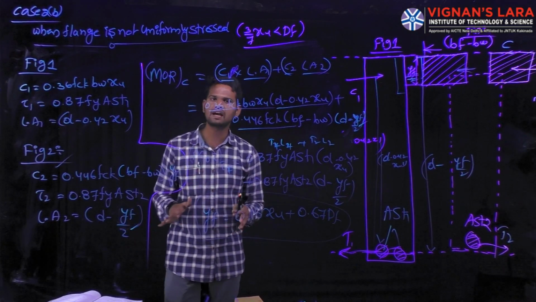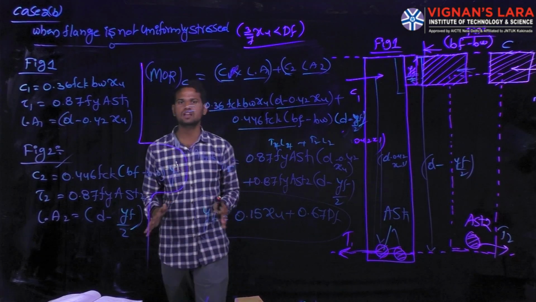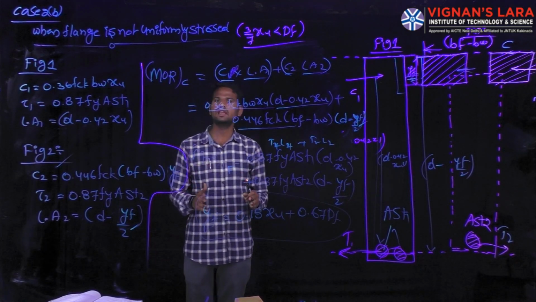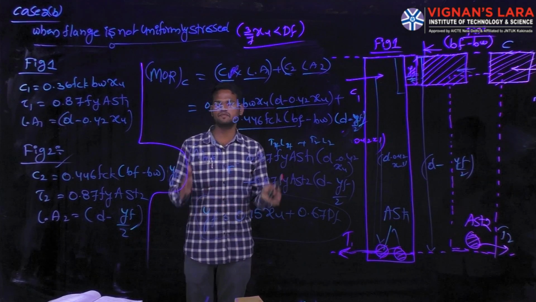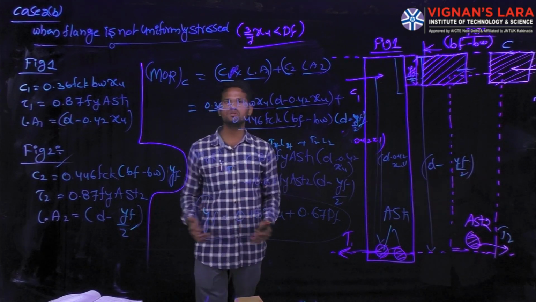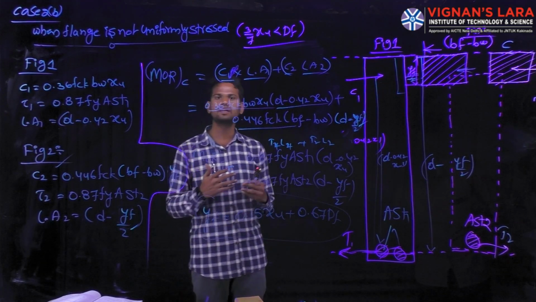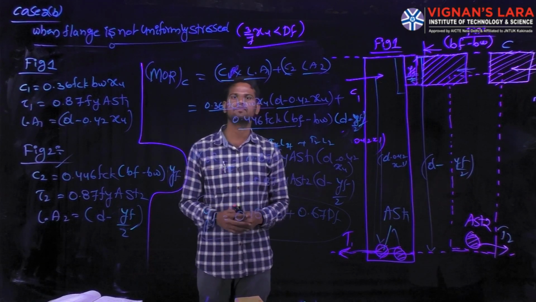Up to now, this is the complete analysis procedure of flanged beams. In the next class, we will solve some problems for this analysis, and afterwards we will solve the design of L beam and design of T beam.